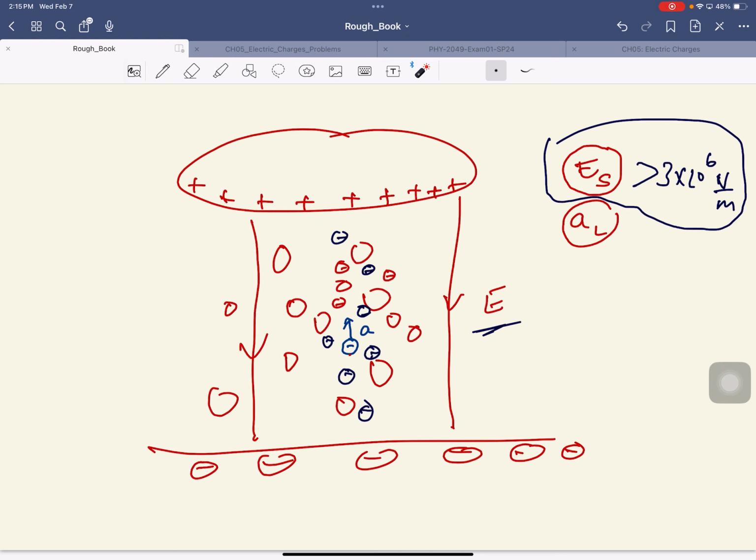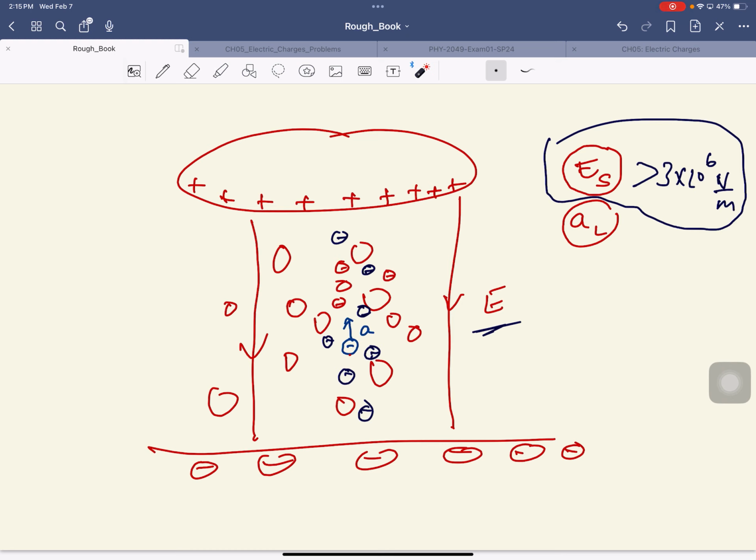Okay. So what this also tells you is, every time you see a spark in air, the electric field at that location was greater than 3 million volts per meter. For instance, in your car's cylinder, how is the air-fuel mixture burned? Through a spark plug, which creates a spark. So in the spark gap, the electric field was greater than that.